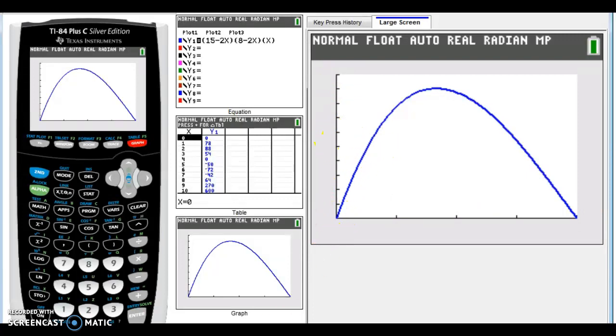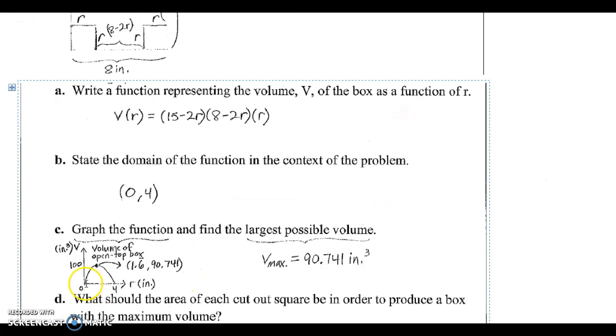So I drew a little sketch of this in my solutions, and you can see that my R-axis goes from 0 to 4, and remember R is in inches. And my y-axis, which is my V-axis, goes up to 100 there. I didn't make any interval markings, but it's in inches cubed. So there's my little sketch, and I had to graph the function and find the largest possible volume. As long as you understand that each point on this graph represents an R value and its corresponding V value, the largest possible volume, V value, is going to be at the maximum, the highest point.